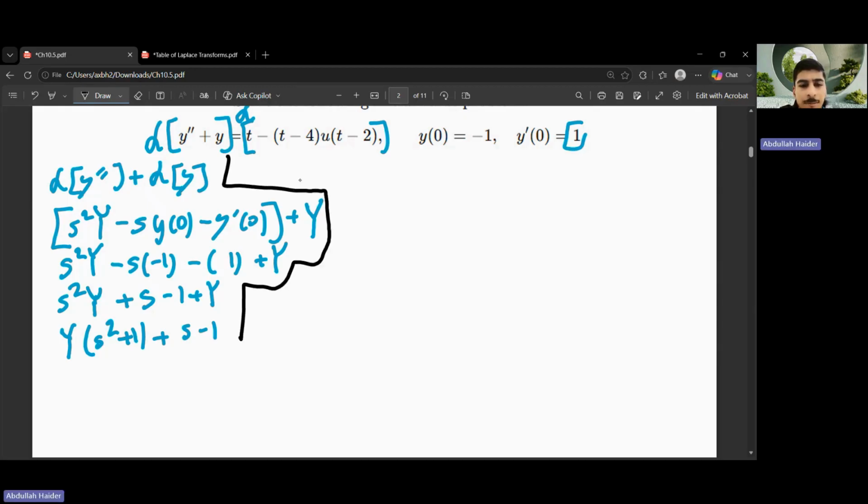So you have t minus 4 u t minus 2. Laplace of t. Now, Laplace of t is straightforward, but we need to focus on this one.